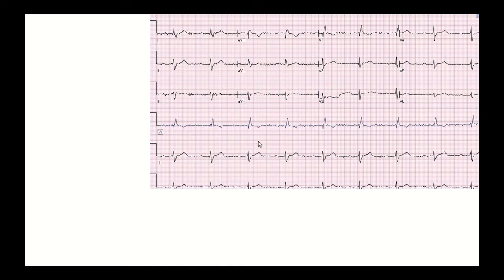Intervals here. Looking at our P wave again, our PR interval does appear to be prolonged. Here's a P wave that starts right on a big box, so that would be 200 here. So we're talking about a PR that's probably at least about 300.